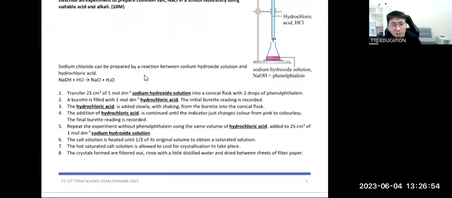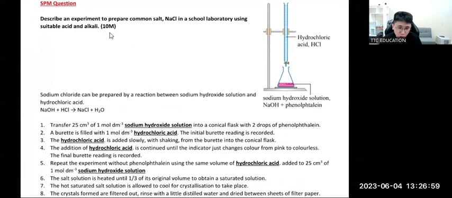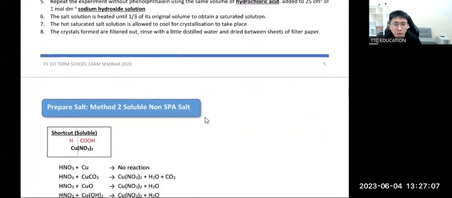Okay, so this one is just procedure writing. Describe the experiment, this one is 10 marks, so you try your best. If you get like half of this, I'm actually happy enough. Okay, so after this, you can go for the second method.